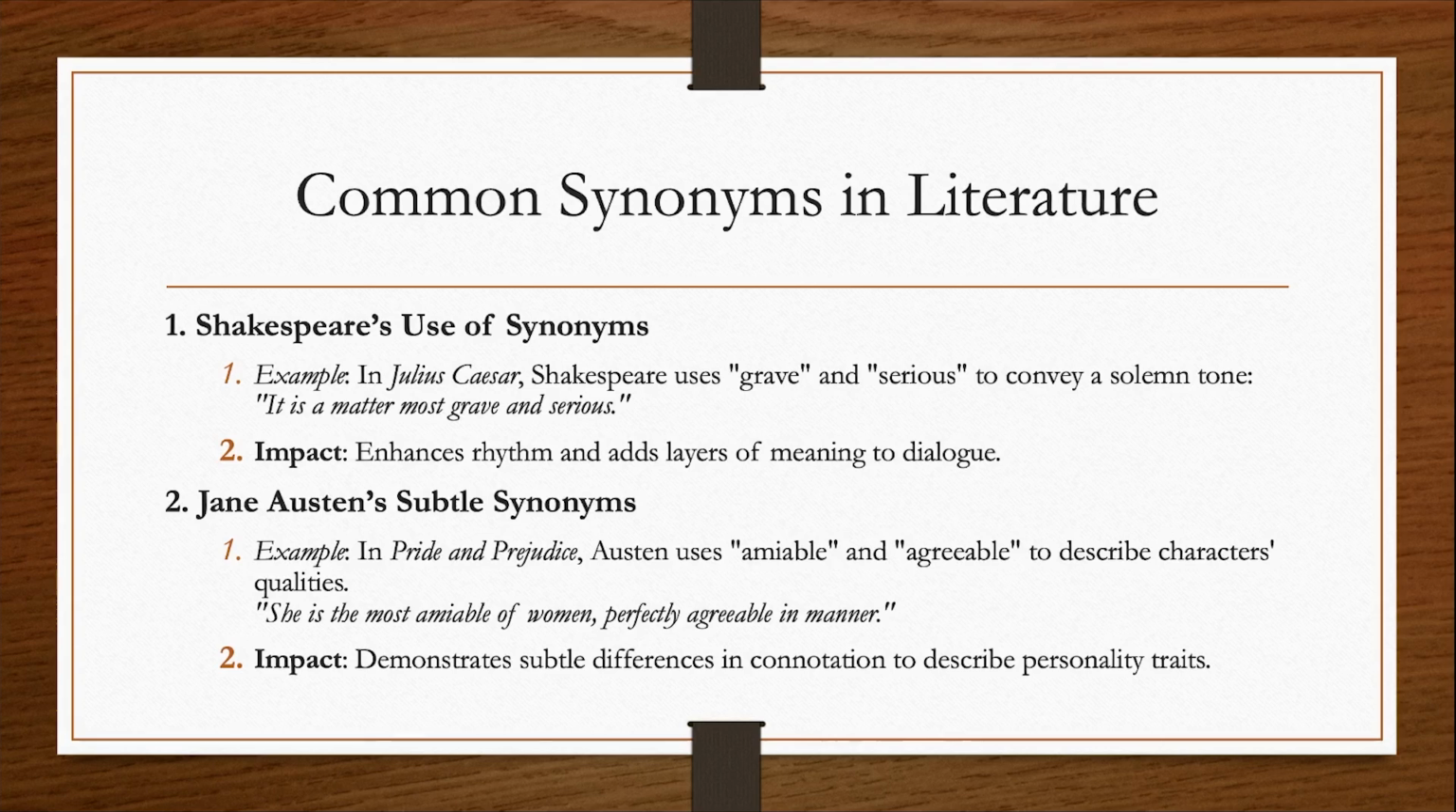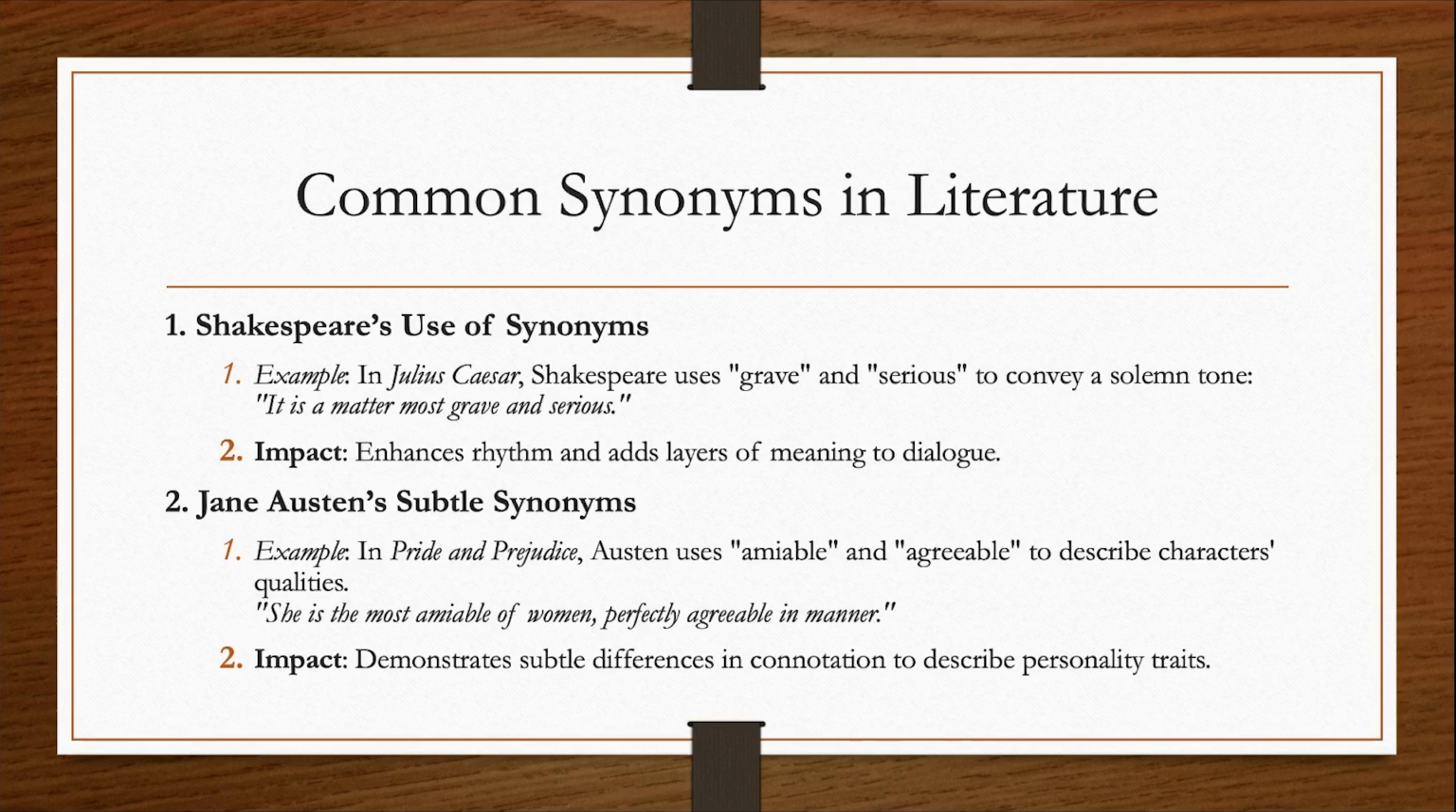For example, Shakespeare's use of synonyms. As you might have read some of the drama of Shakespeare, one of the greatest dramatists of Elizabethan age, you might have read some excerpts from any of his famous drama or play. Now, if you see Shakespeare's use of synonyms, example, in Julius Caesar, Shakespeare uses grave and serious to convey a solemn tone. For example, it is a matter most grave and serious. Okay, now here grave and serious are used synonymously, but it conveys one idea. Okay, the impact is it enhances rhythm and adds layers of meaning to dialogue.